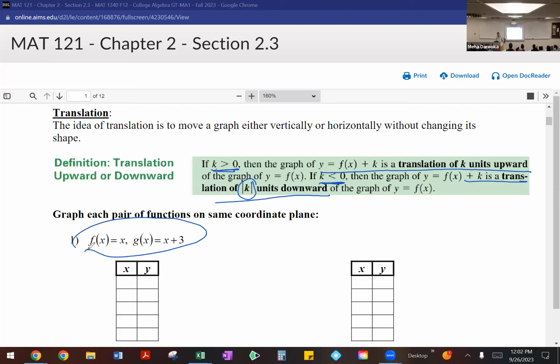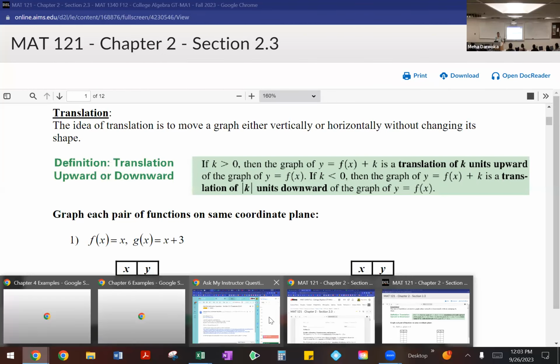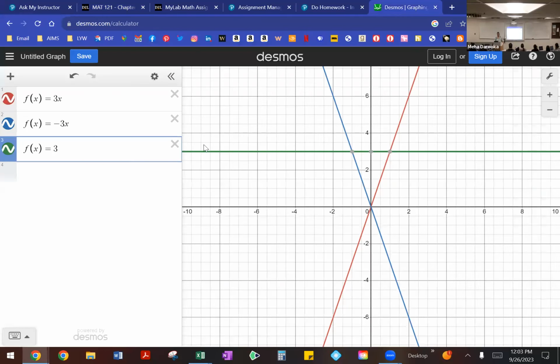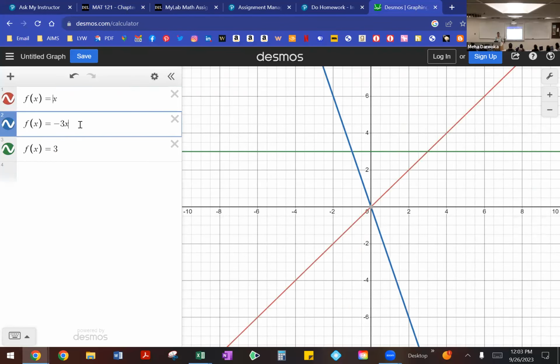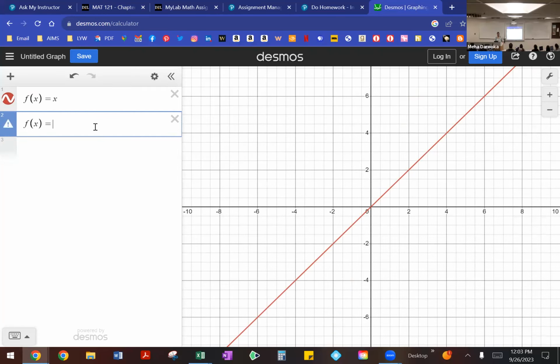So let's look at this one over here. Again, like I said, we're just using a basic straight line to show you that. We've got f of x equals x and g of x equals x plus 3. I'm just going to use Desmos to show you how these transformations look. So f of x equals x. Then we have x plus 3. Technically, this is a vertical transformation, which means it should move our graph 3 units up.